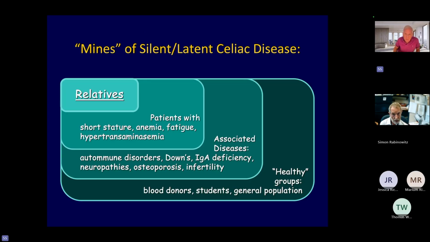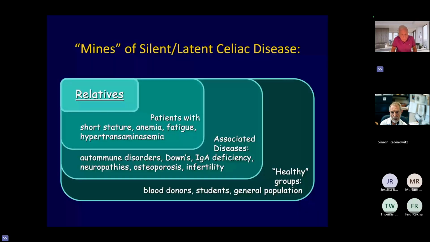So where do we find these minds of silent or latent celiacs? And it's shown in this slide. First and foremost, it's first-degree relatives of the proband. And then we look at groups of patients who have potentially celiac disease based on their symptoms: short stature, unexplained anemia, fatigue, patients with hypertransaminasemia where there's no other obvious cause. And then, of course, there's the group that has associated diseases. This includes a wide variety of both autoimmune and endocrine disorders and can include patients with infertility.